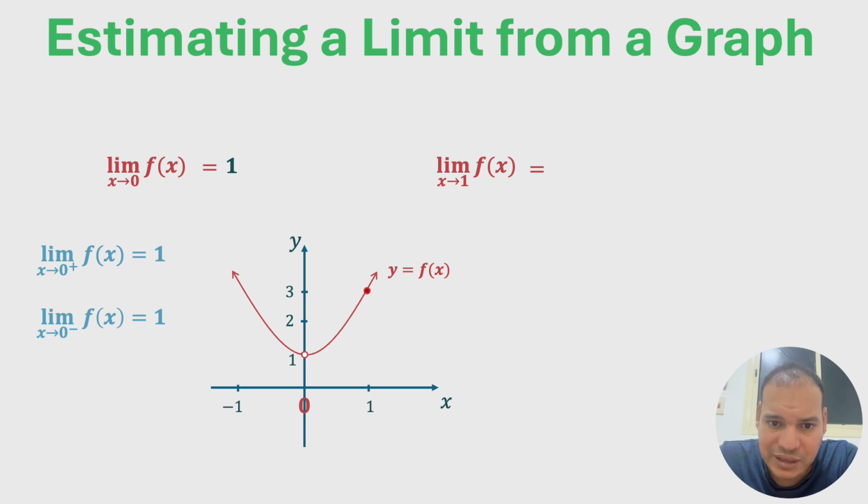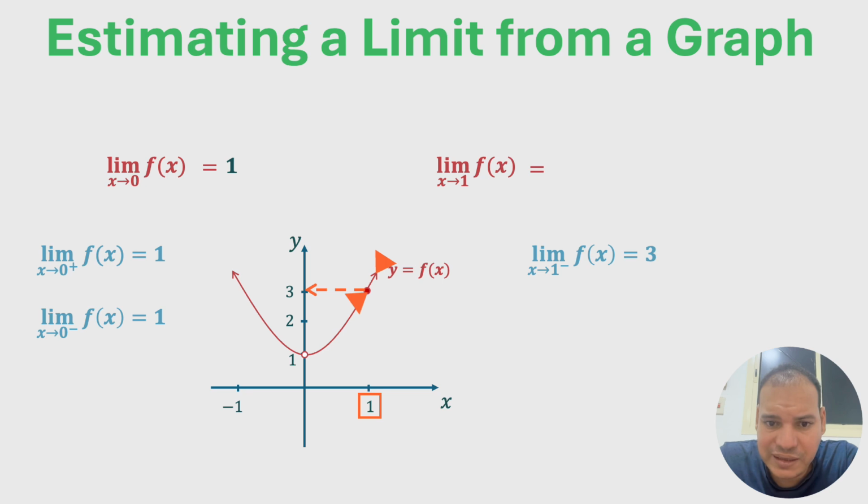Let's check the limit first. This is x equals 1, of course. We're going to approach 1 from the right and from the left. When x gets closer to 1 from the left, f of x gives us 3. So as we get closer to 1 from the left, we see that the function gets closer to 3, its y value.